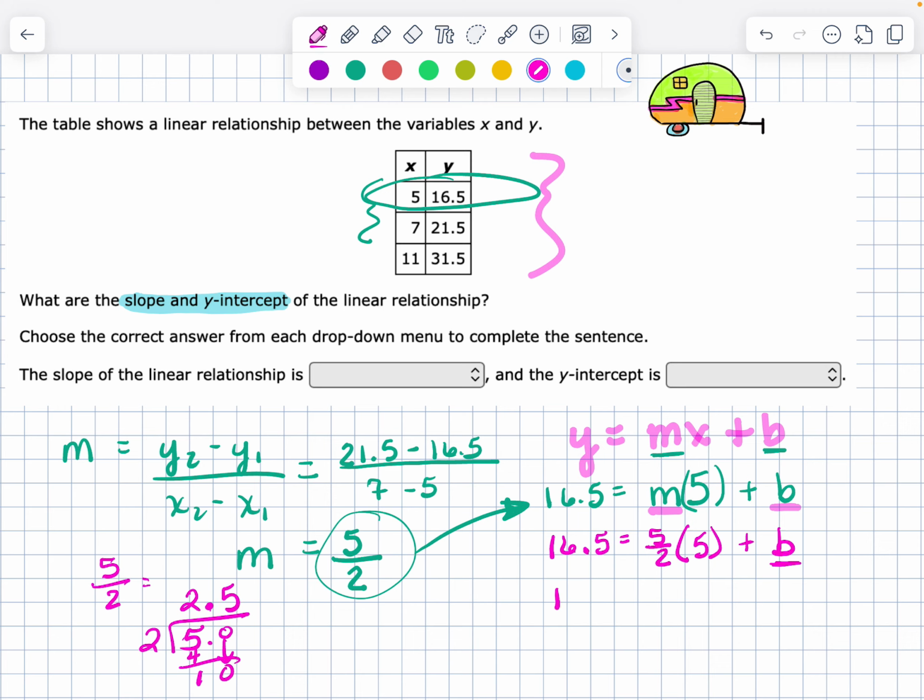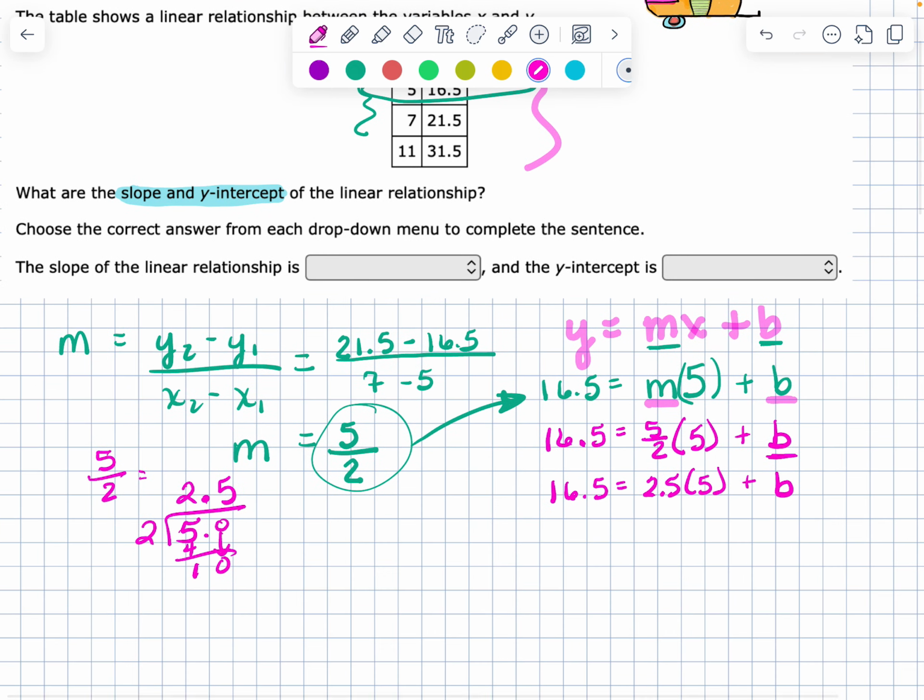So now I'm just going to rewrite this. I've got 16.5 is equal to 2.5 times 5 plus b. Okay? So the next thing I'm going to do is work this piece out. 2.5 times 5. 5 times 5 is 25. 2 times 5 is 10, and 2 is 12, and I have to deal with that decimal, and I have 12.5 here. Plus b is equal to 16.5. Now I can start solving for this b. So I'm going to subtract 12.5 from both sides because I need b alone. And now I've got b is equal to 16.5 minus 12.5, and that equals 4.